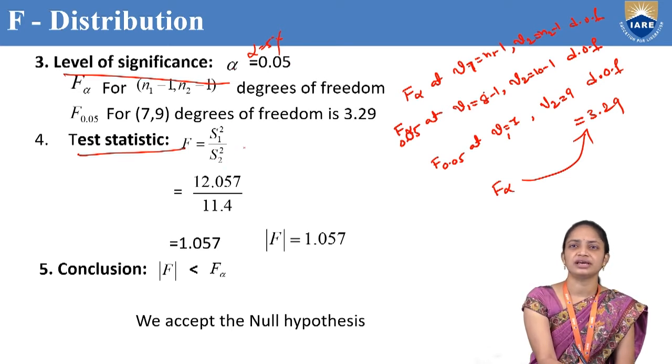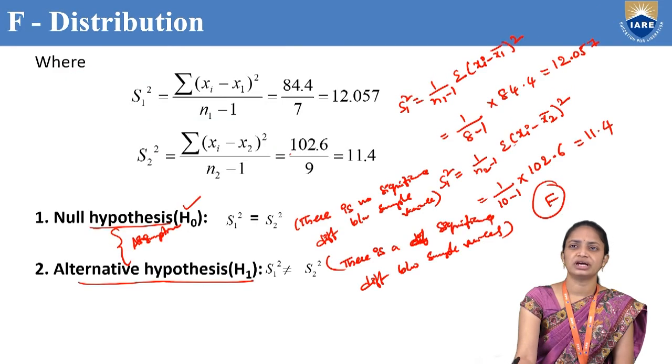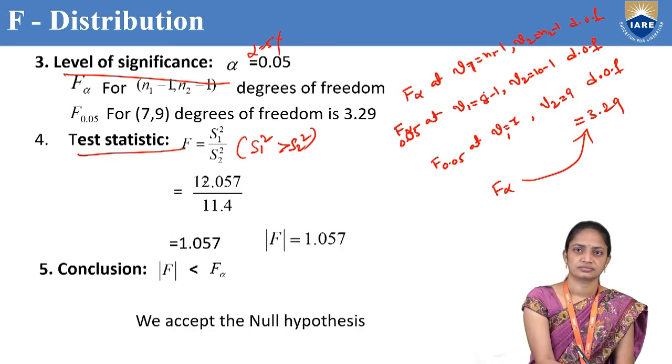So why are we writing S1 square by S2 square? Always S1 square is greater than S2 square. So we know that S1 square is a bigger value than S2 square. That is, 12.09 is a bigger value than 11.4. So that's why we have to write S1 square in the numerator. So S1 square is 12.057 divided by S2 square, which is 11.4. After simplification we will get F equal to 1.057.